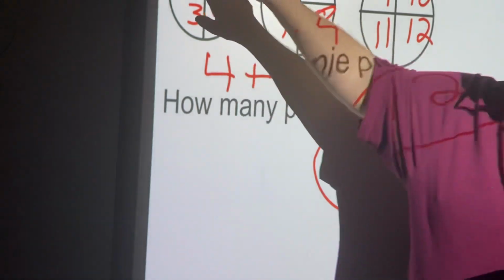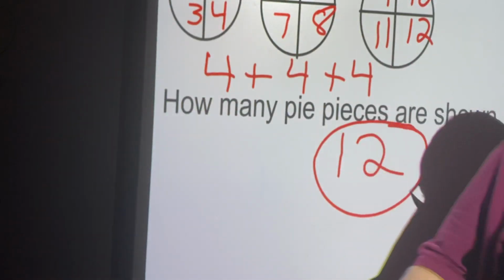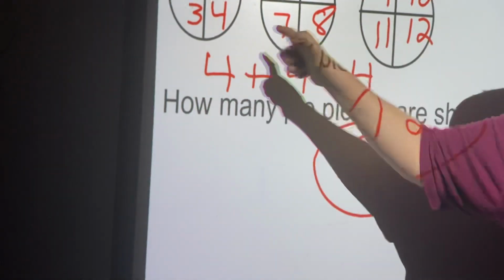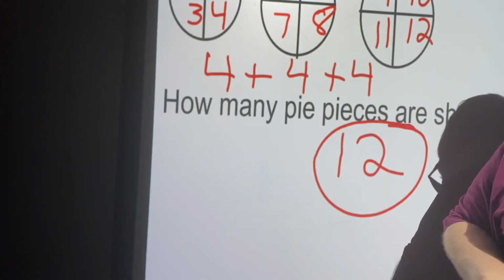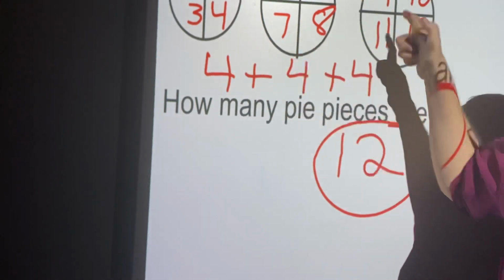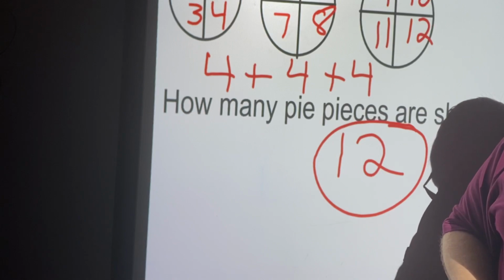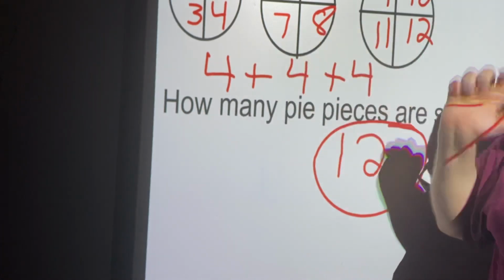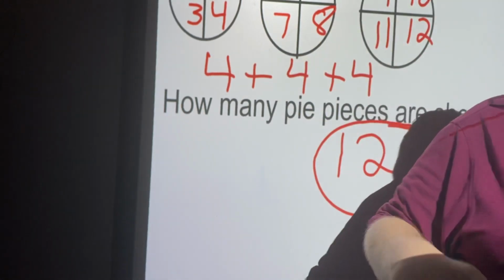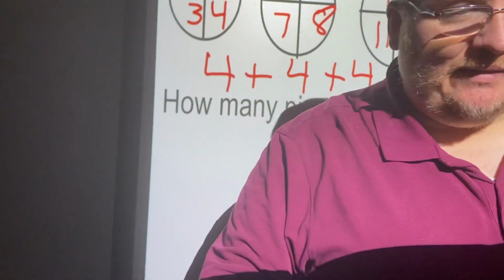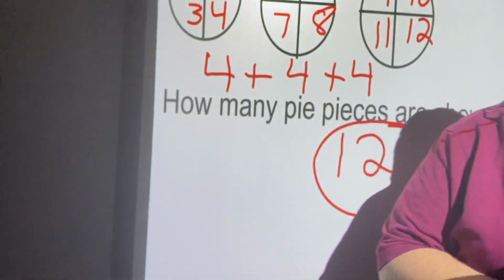I want you to label the pieces. If there's 6 pieces in each, then you do 6 plus 6 plus 6. If there's 8 pieces in each, 8 plus 8 plus 8. All right, if there's 2, 2 plus 2 plus 2. Whatever is in each, we want to know the total. Got it? Yes, Sophia, you have a question?